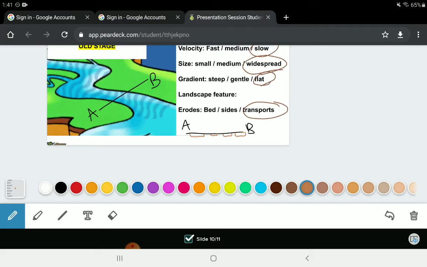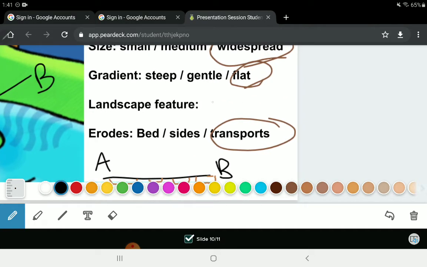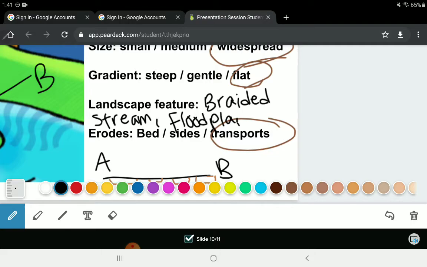And so you actually get two landscape features here. One landscape feature is a braided stream. And you also get floodplains. And just like it sounds, they are plains that flood.